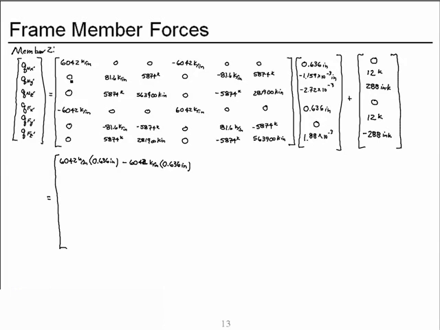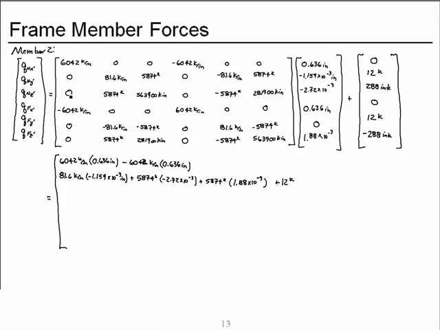Next one, no contribution from this term. We multiply this one by this one, 81.6 kips per inch times the minus 1.159 10 to the minus third inches plus this term times this term, 5874 kips times minus 2.72 10 to the minus third radians. Nothing from this term. This one times a 0 contributes nothing, and then we have our last term, 5874 kips times this deformation, 1.88 10 to the minus third radians, and then we add in the 12 kips fixed end force.